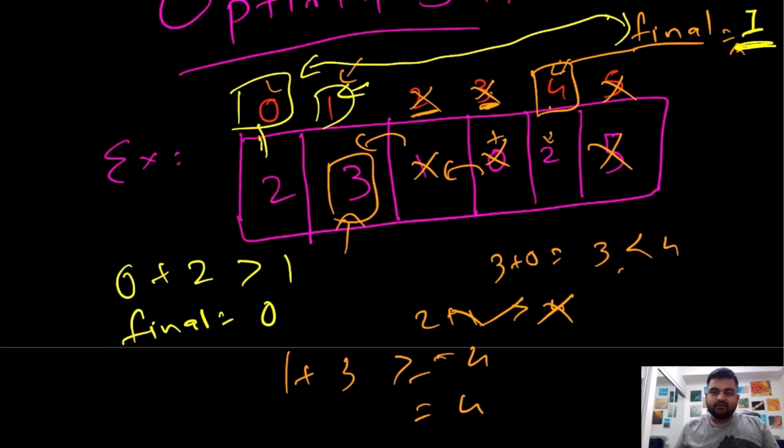So now the final is 0. After the end of the iteration, we only need to check what the value of final is. If final is 0, we return true. If final is anything other than 0, we return false. And this is a very good solution.